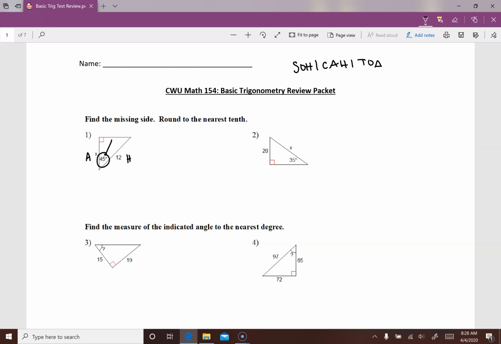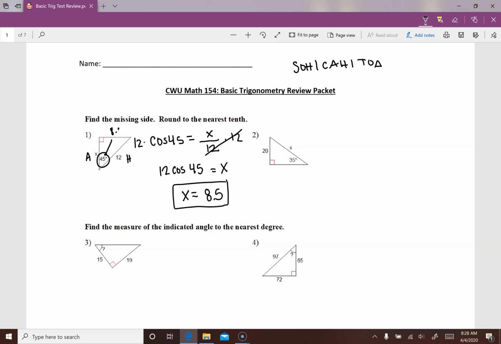All right, so we're going to have cosine of 45, which is root 2 over 2, equals adjacent over hypotenuse, which is x over 12. Now we're going to multiply by 12. Here the 12s cancel, and I am left with x equals 12 cosine of 45 degrees. And we do need to simplify that, put it in our calculator, and I get 8.5. You should check that this answer makes sense. Could this be 8.5? Yeah, absolutely, I think that makes sense.